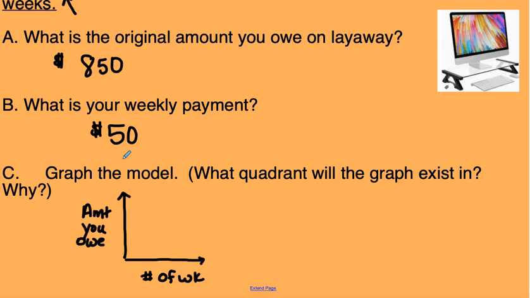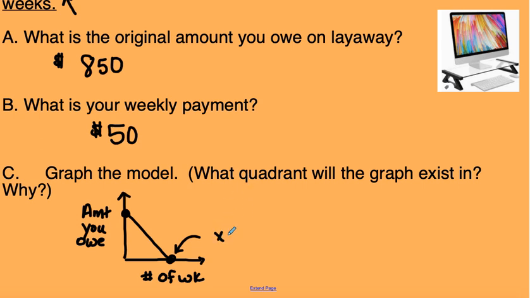So I know I started at 850 right up here, and I know I'm going down a certain amount, and eventually I'm going to get here. All right, so the slope is the weekly rate of change. The 850 is the starting amount. This right here, what would that represent?